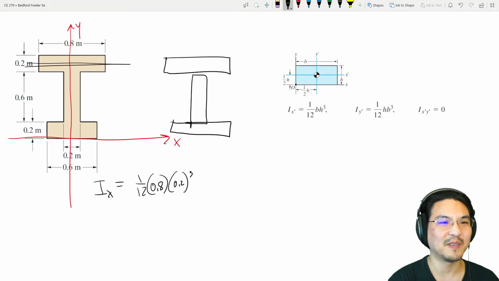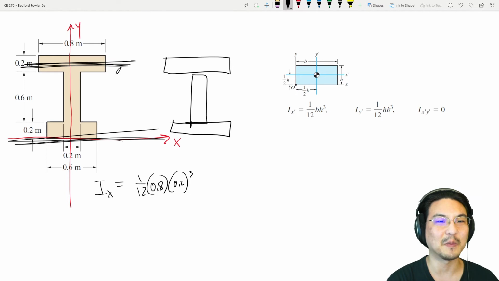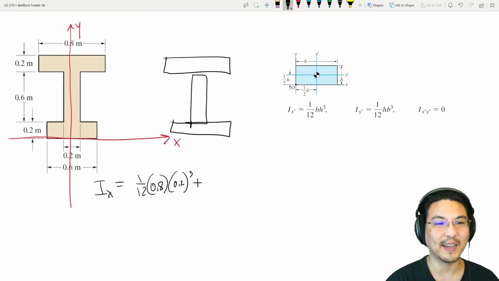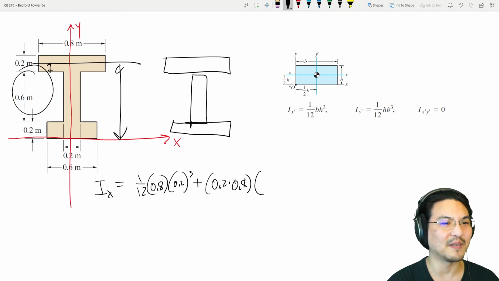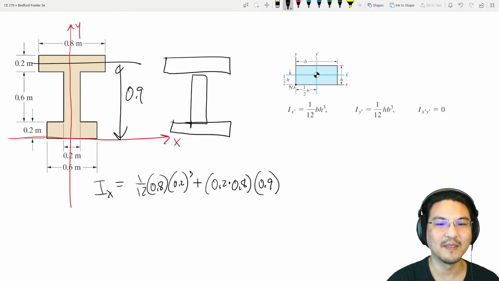Okay, but we don't want the answer here. We need it to be here. So I have to use the parallel axis theorem to move from here to here. So how do we do that? Plus extra. How much extra? This area. So that's 0.2 times 0.8 times this distance squared. Okay, so how far is that? So here to here is 0.1 plus another 0.6 plus another 0.2, so that's 0.9. So here to here is 0.9. So 0.9 squared.